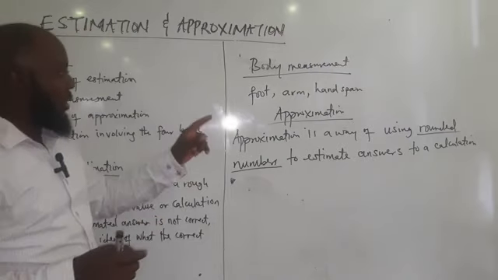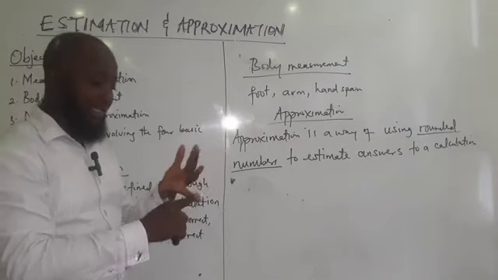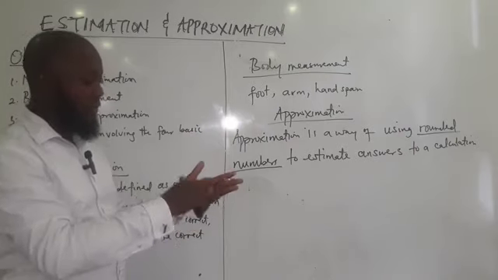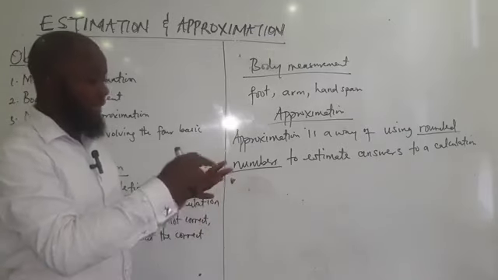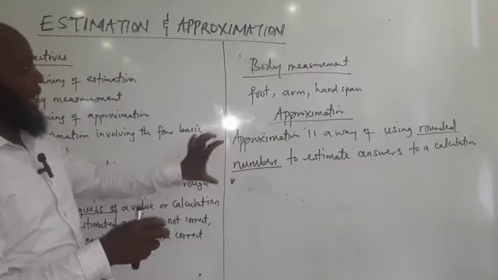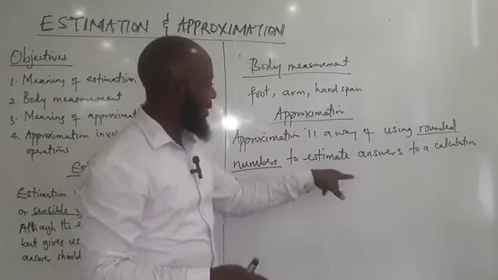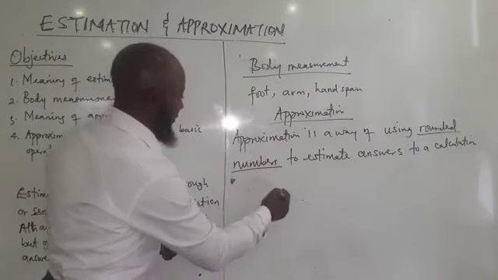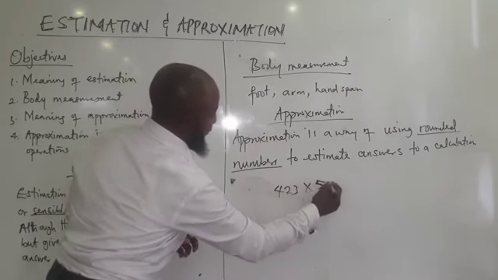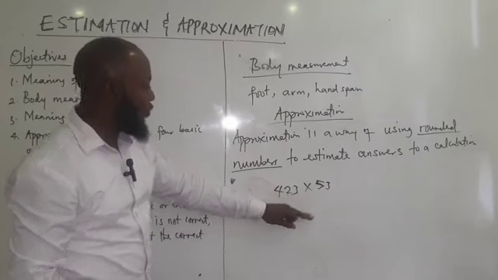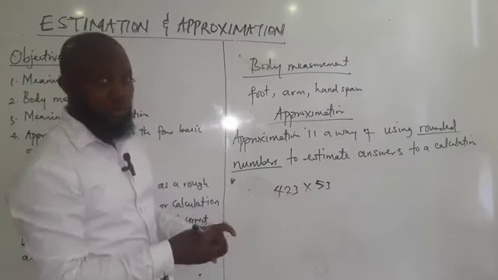Don't forget that we have done how to round numbers off. We have done how to round numbers to the nearest 10, 100, 1,000, and so on. We've learned how to round figures to a given number of decimal places and to significant figures. So all those things will be applicable here. We are using rounded numbers to estimate answers to a calculation. For example, you have 423 multiplied by 53. We can round this off to one significant figure before we perform the operation. That is what we call approximation.